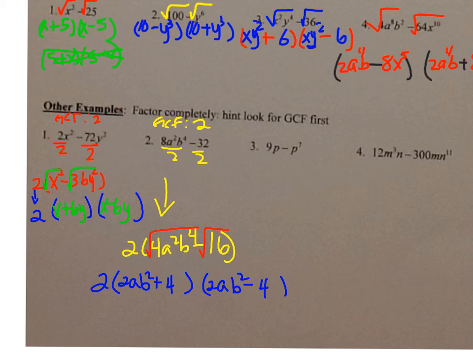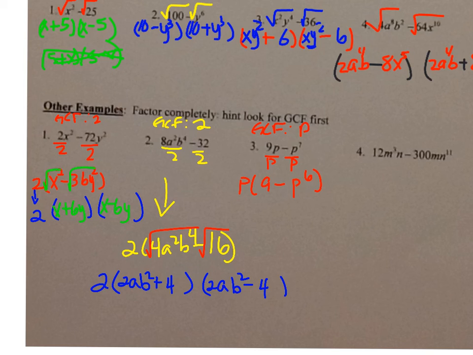All right, let's take a look at number 3. So I have 9p minus p to the 7th. So it looks like it's just p is the GCF, right? They both have p, and it's p to the first that is the GCF, because that's my smallest exponent. So GCF is p. So divide everything by p. So it's p times 9 minus p to the 6th power.